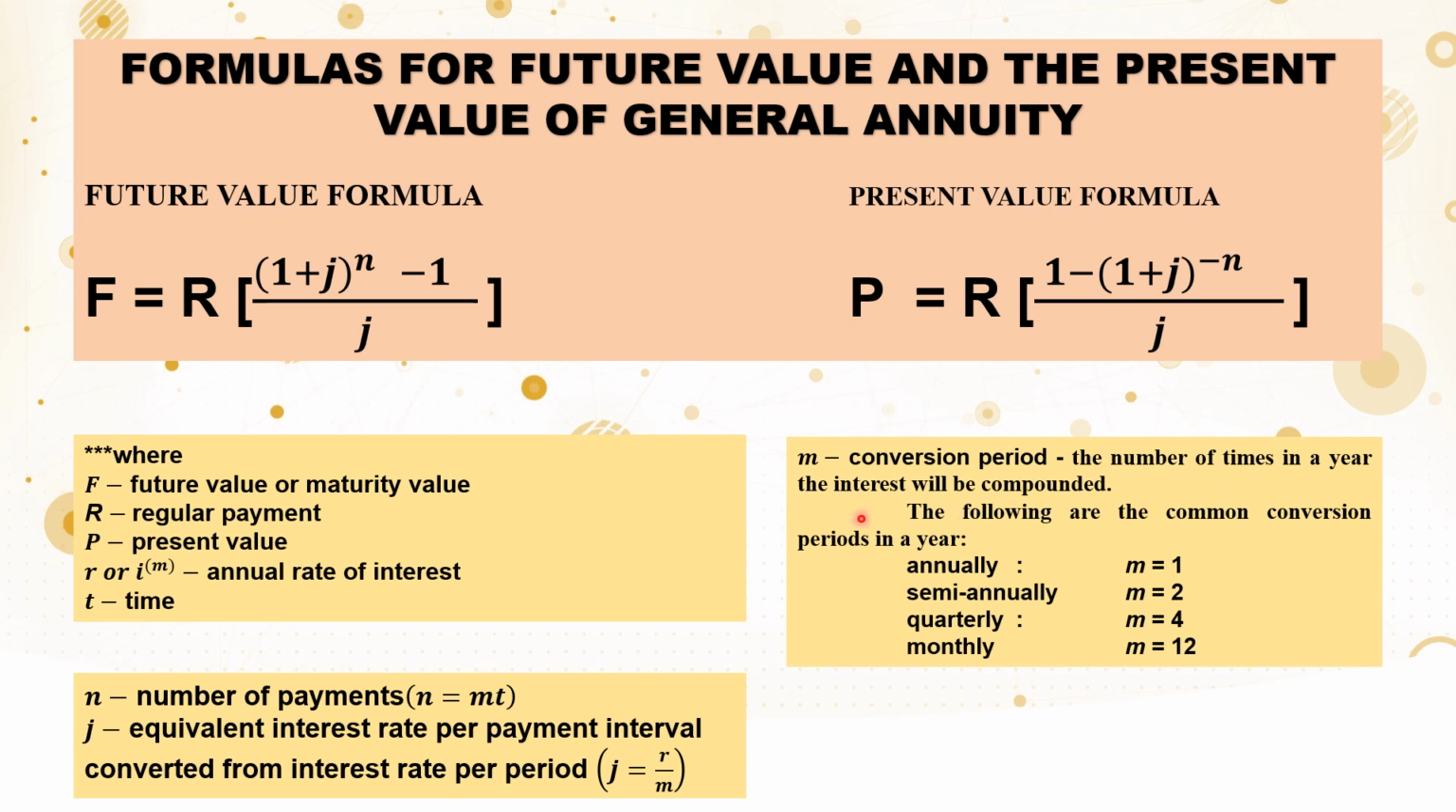And for the value of M, or our conversion period, or the number of times in a year the interest will be compounded, the following are the common conversion periods in a year. For annually, the value of M is 1. Semi-annually, M is equal to 2. Quarterly, our M is equal to 4. And for monthly, our M is equal to 12.